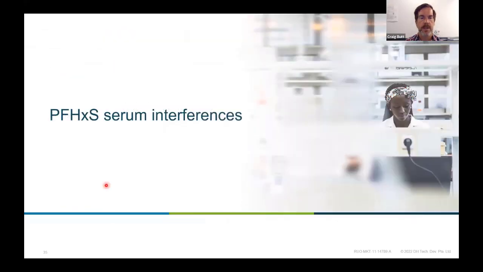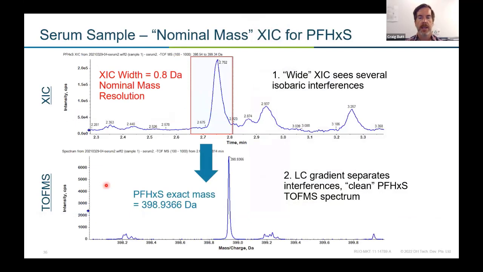So that's with PFOS. We can do the same thing if we look at the hexane sulfonic acid. And here again, it's the same kind of diagram as I showed last time. If we look at the hexane sulfonic acid, but use a wide extraction width, you can see there's multiple other peaks that are in there. Here again, this is the hexane sulfonic acid at the exact mass, but here there are some other interferences that are present under the peak.